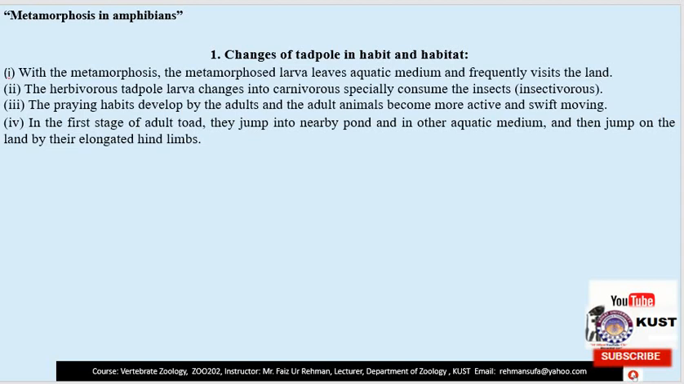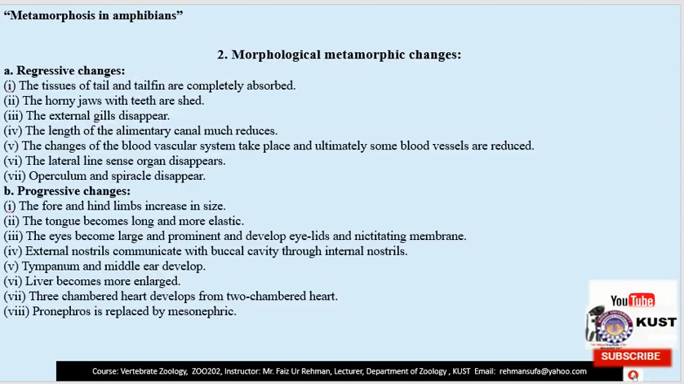Changes of tadpole in habit and habitat. With metamorphosis, the metamorphosed larva leaves the aquatic medium and frequently visits the land. The herbivorous tadpole larva changes into a carnivore, especially consuming insects, and becomes insectivorous. The preying habits are developed by the adults, and adult animals become more active and swift moving. In the first stage of adulthood, they jump into the nearby pond or another aquatic medium and then jump onto land by their elongated hind limbs.